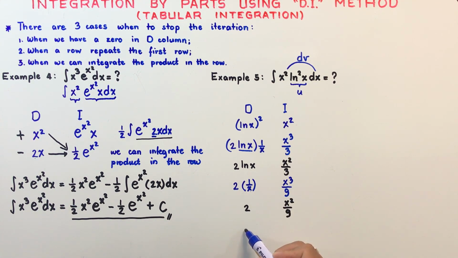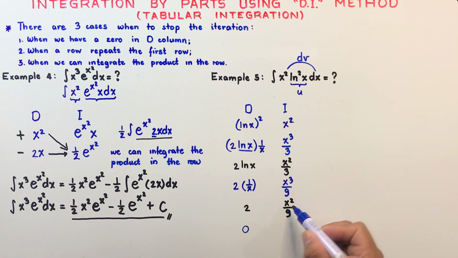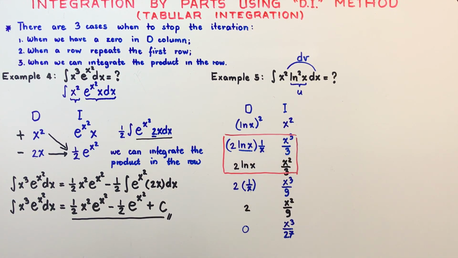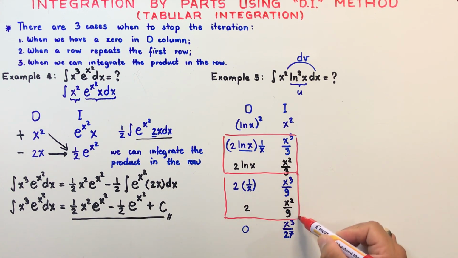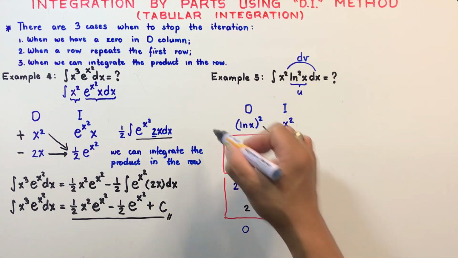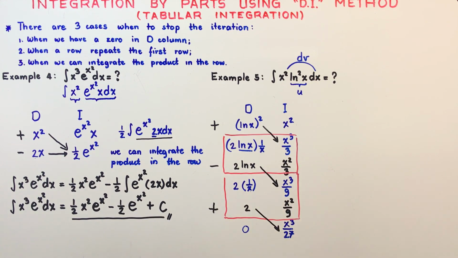Taking the derivative of 2, we have 0, and the integral of x squared over 9 is x cubed over 27, because the integral of x squared is x cubed over 3, but we already have 9 here, so 9 times 3 is 27. So actually I have 4 rows here, because the black one is just the reduced form of the first one, and this one is another row, and this one is my 4th row. So multiplying this one with this one, and also this one with this one, the signs are positive, negative, positive, and then we stop because we obtain a 0 in the D column.